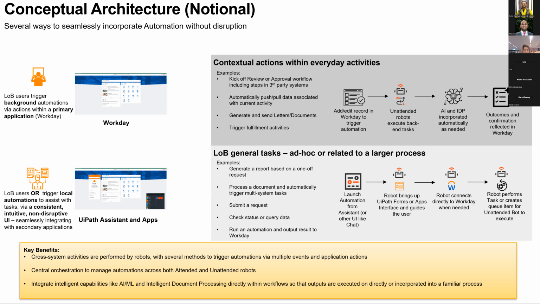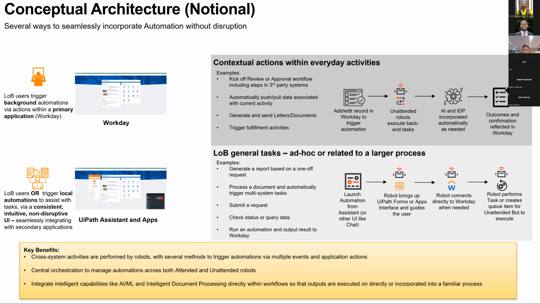Whereas the HR user or the finance user, my event triggers or other types of triggers are going to kick off unattended automation from UiPath, which then can incorporate AI, incorporate IDP, use UI automation, do all those different things as part of the workflow, and then send the results back to Workday.